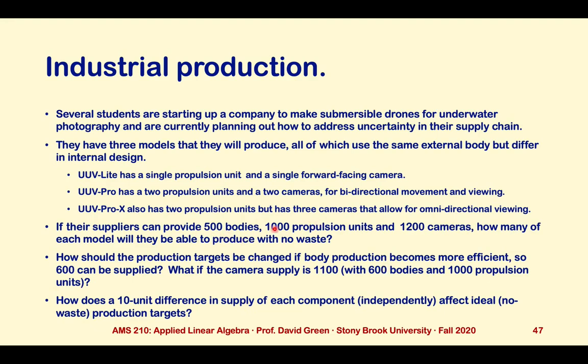These are specific examples. What about the more general question of how does a difference in supply, say a 10-unit difference in supply of any one of the individual components, affect these ideal production targets? I recommend that you pause at this step and work through the problem before resuming the video.